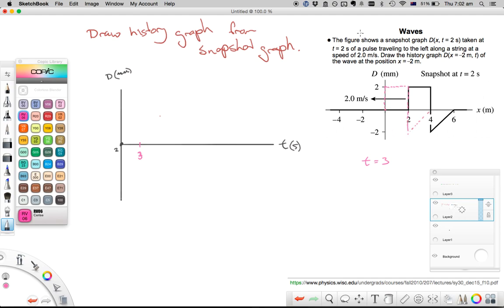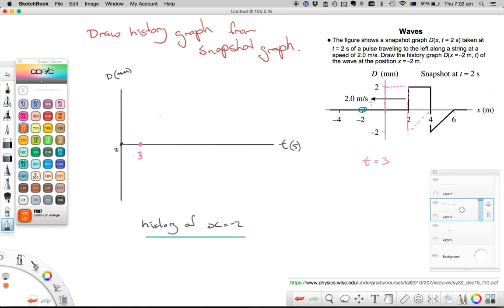Okay, so we're plotting the history of the point x equals -2. We're looking at this point here. So the question is, has this point moved at 3 seconds? Well, the answer is no. At 3 seconds, our point is just here.